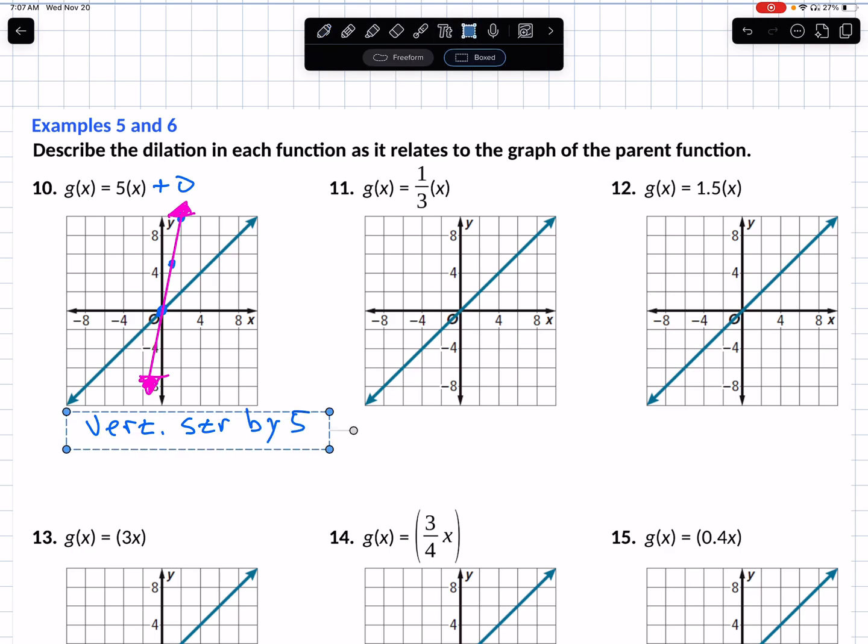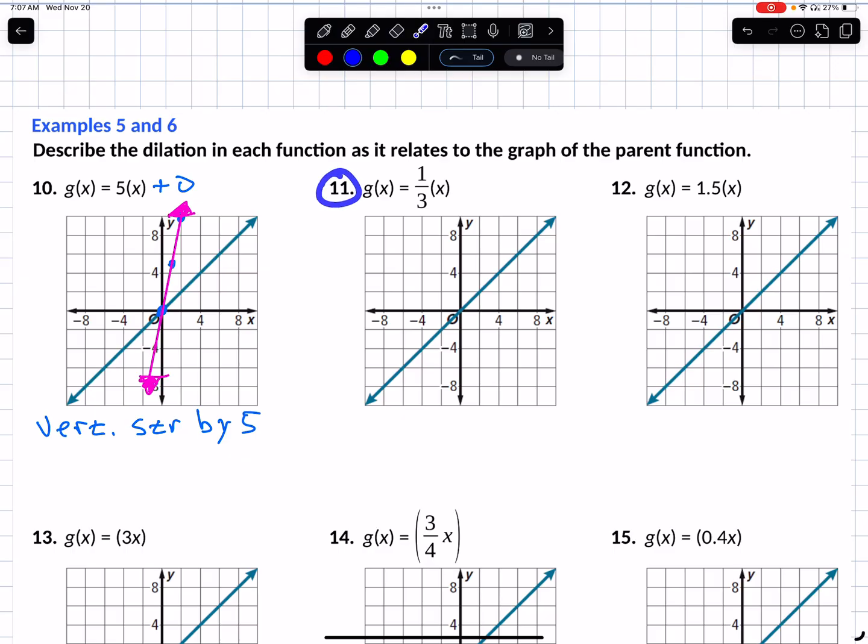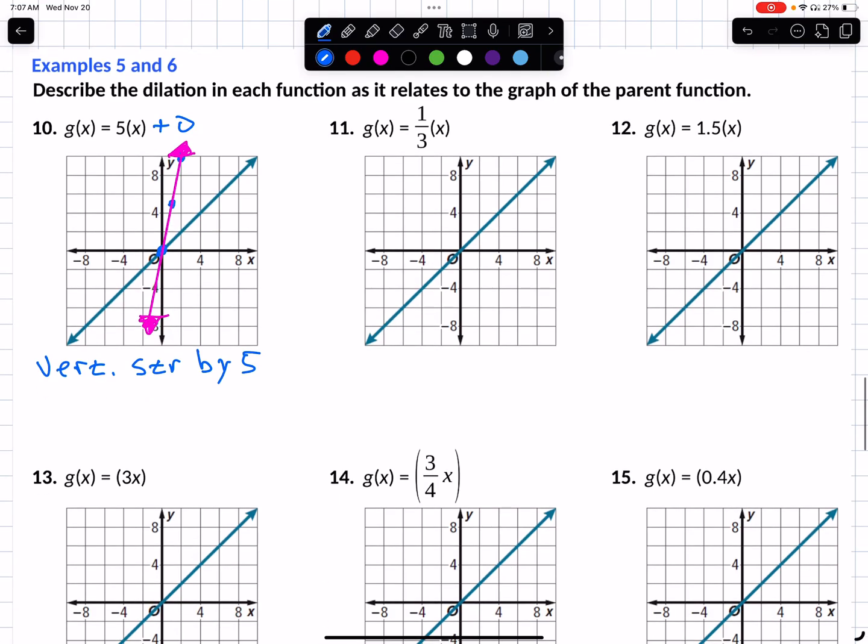Okay, just going to move that over a little bit. So as we look at this one here, number 11, it's going to be a vertical compression because we're multiplying all the x values by 1/3, which is going to kind of smush the graph. So vertical compression by 1/3.